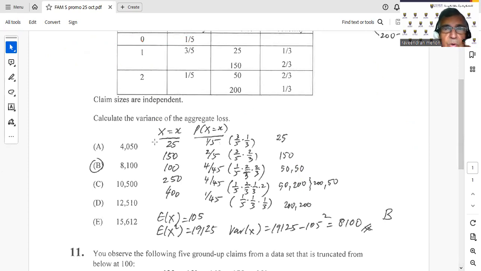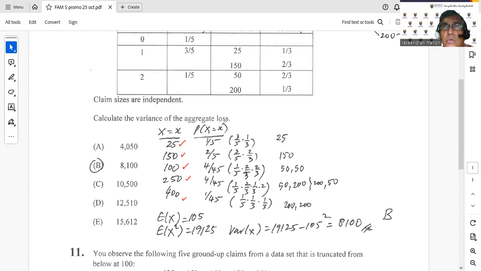Okay, so I have set up the possible values of X, as you can see on my tree diagram. The possible values of X are 25, 150, 100, 250, and 400. For the probabilities, you go along the branches and multiply out the probabilities.